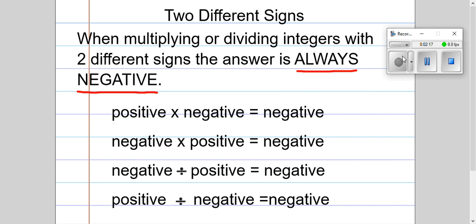So what happens when you have a problem with two different signs? When multiplying or dividing integers with two different signs, the answer is always negative. So if my first number is positive times a negative number for my second number, then my answer will be negative. So if I have positive 2 and I want to multiply that by a negative 3, my answer will be negative 6.